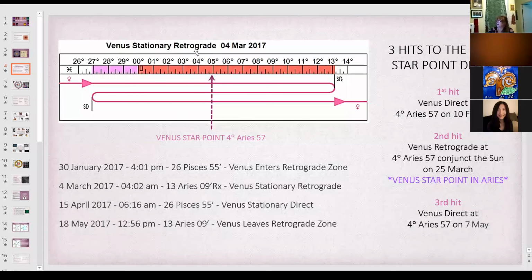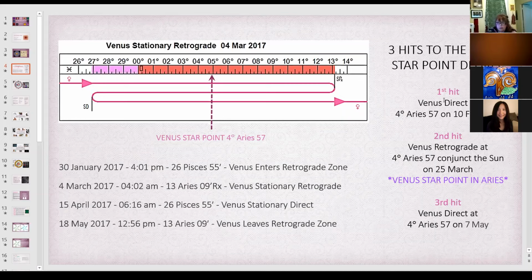Okay, so here's the Venus retrograde cycle. Venus entered the retrograde zone on the 30th of January. She's currently retrograde right now. She went retrograde on the 4th of March. There'll be 3 hits to the Venus star point degree. The Venus star point degree is 4 degrees Aries 57. And you can see that it is right in the middle of the cycle.